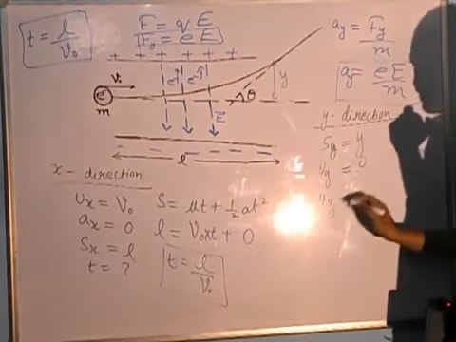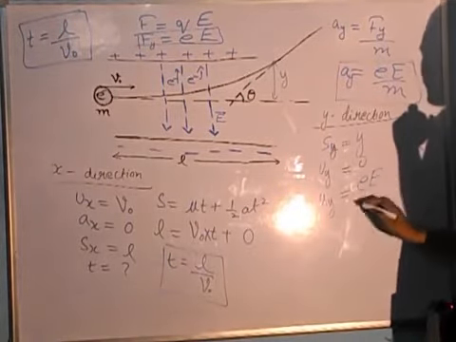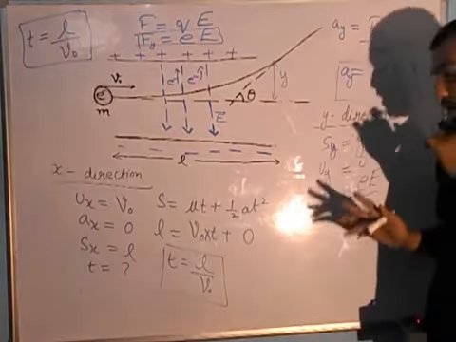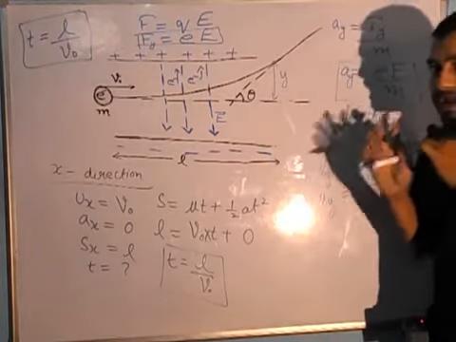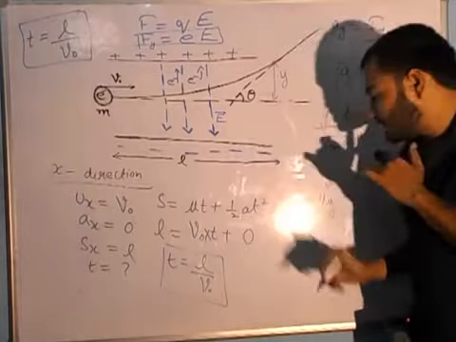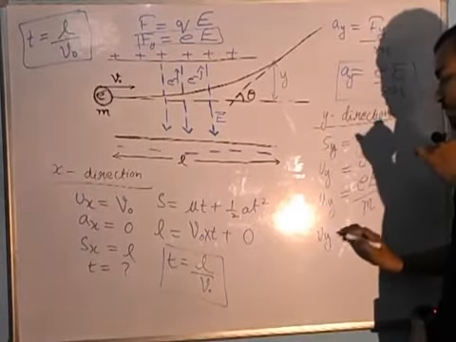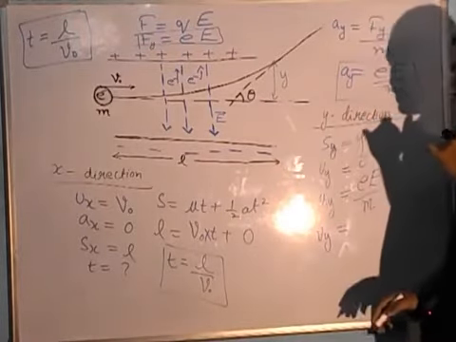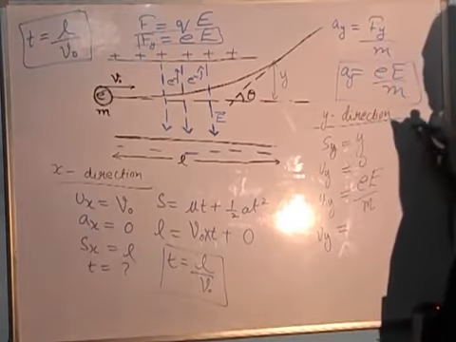What is the acceleration of the electron in the y direction? Yes, we have found it out. It is E divided by m. Now we are going to find two things. First, what is the final velocity of the electron when it emerges out of the field? And second, how much time does it take?